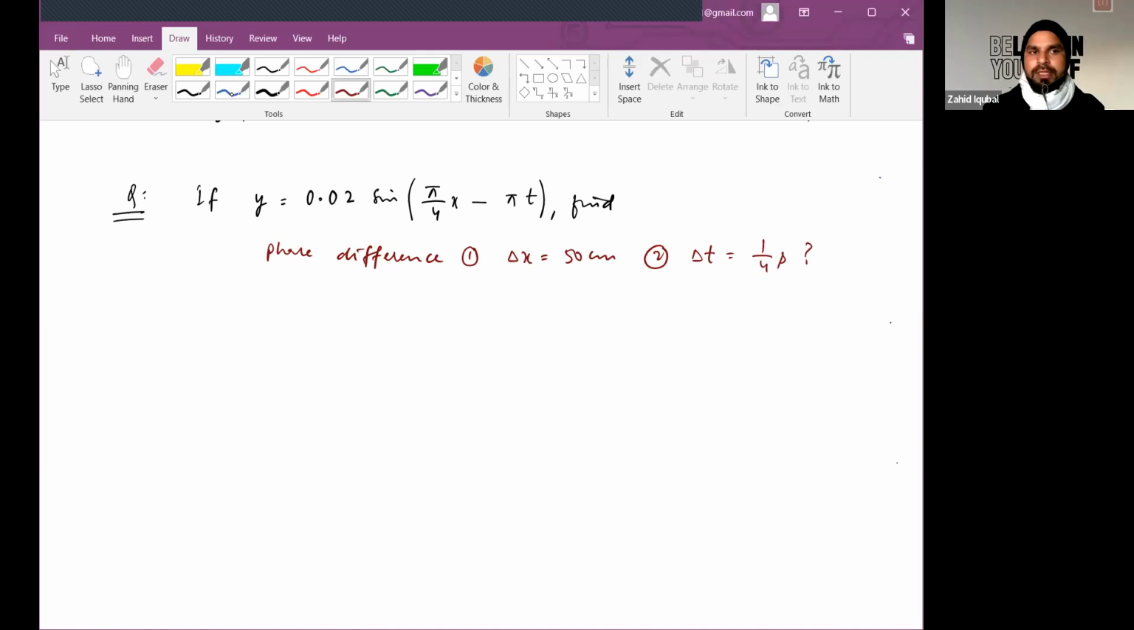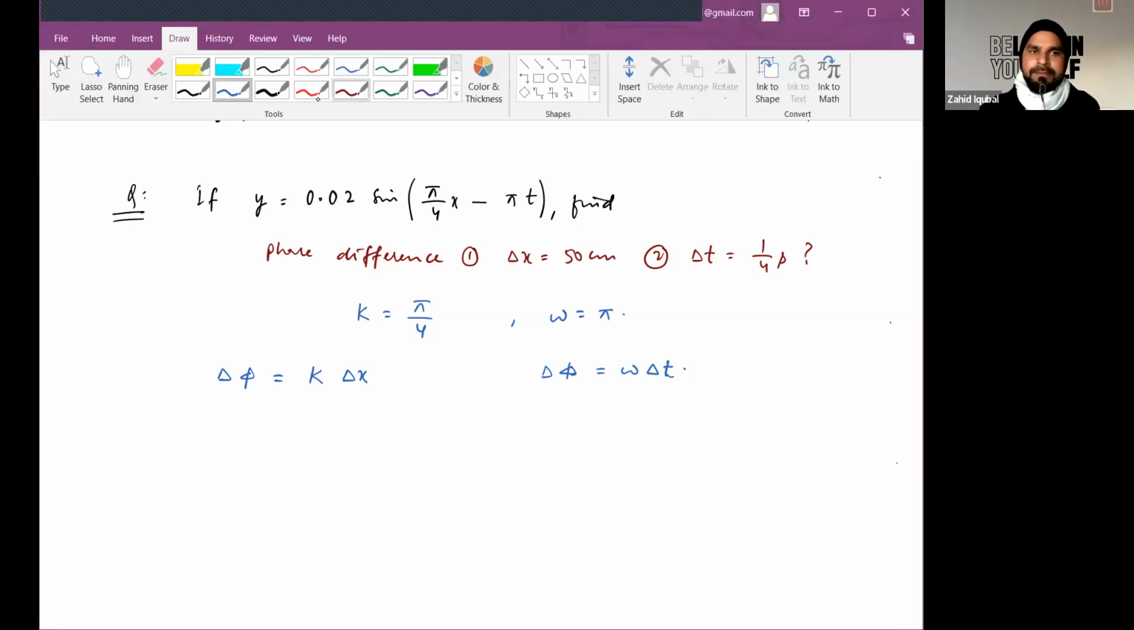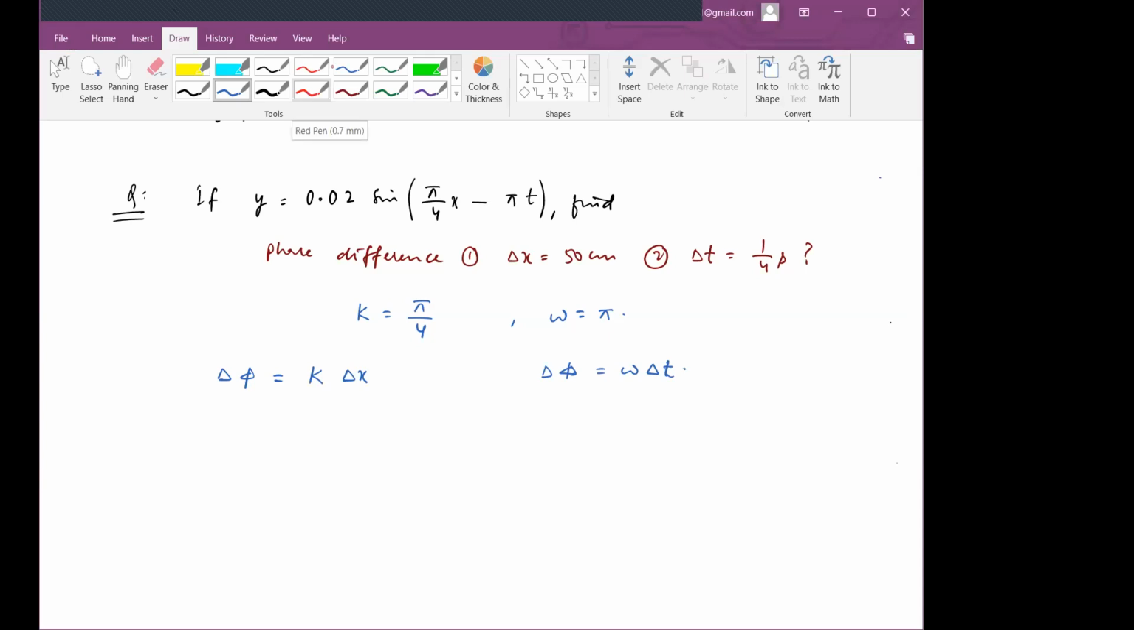So for any problem, first write the coefficient of x as k. So in this part, k is pi by 4. And omega, that is the coefficient of t, is pi. Now use the formula: phase difference equals k times delta x. And for time dependent, delta phi equals omega times delta t. Substitute their values and simplify it. Any doubts, Samaira? No, sir. Try to find.